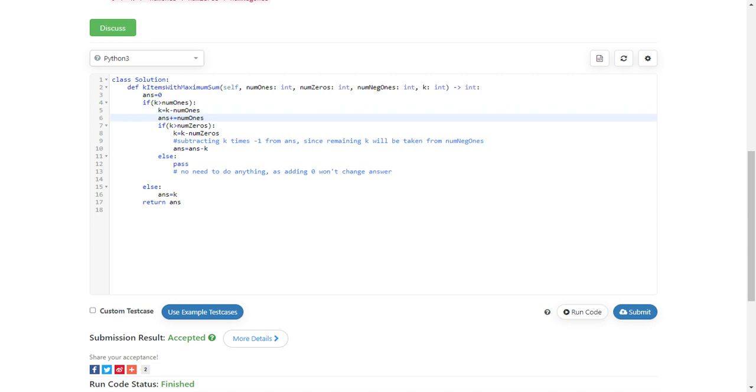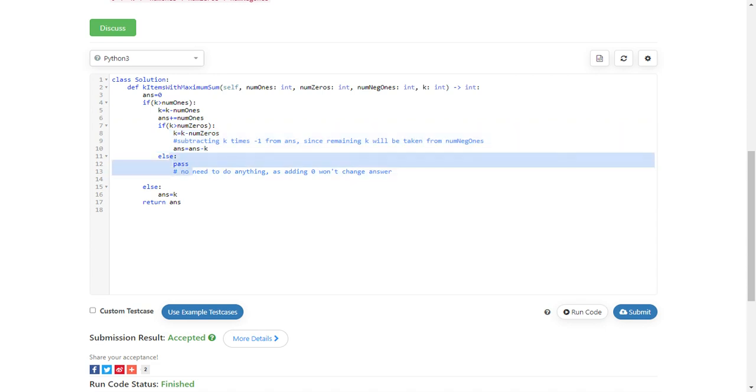See, k is greater than num ones, right? That means I cannot satisfy k with num ones itself. So I have to go for num zeros as well. So I'm checking if I'm able to satisfy k with num zeros or it's still exceeding. If k is greater than num zeros, do something here. If it is not so, come here.